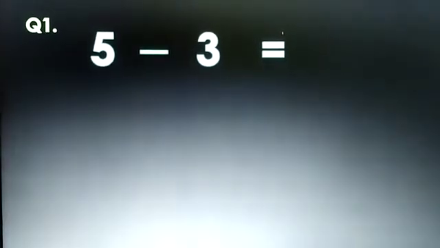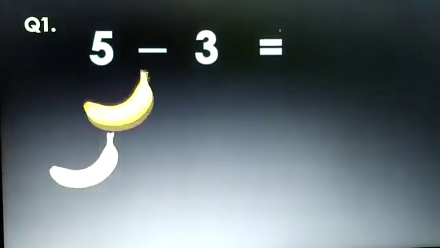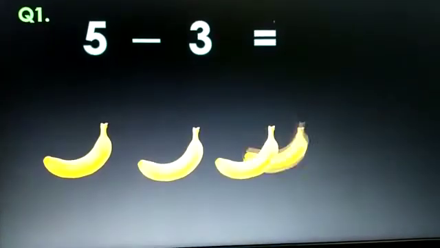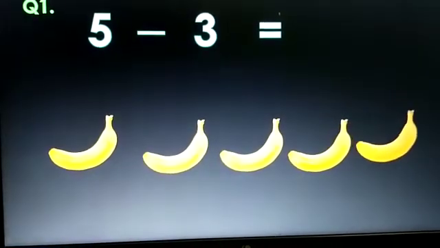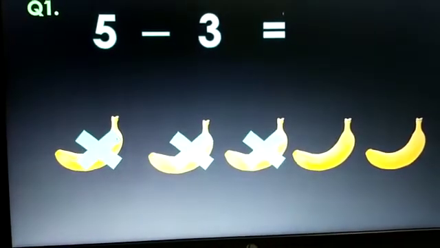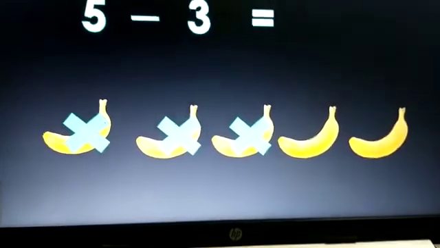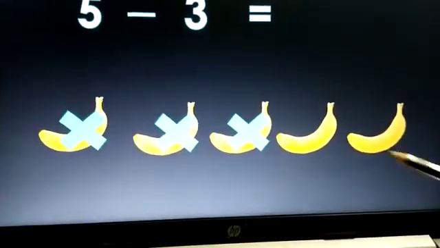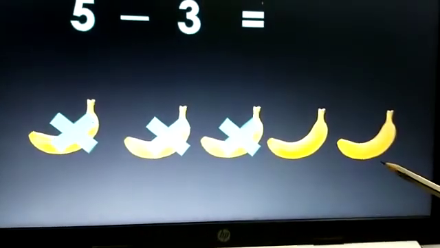Let us see the first example. Question number 1. 5 minus 3 is equal to, we have to find out the difference between 5 and 3. We will take the example of 5 bananas. You can see on the screen there are 5 bananas. Now minus 3, we are going to cut 3 bananas, and children, now you tell me how many bananas are left on the screen. 2 bananas are left.